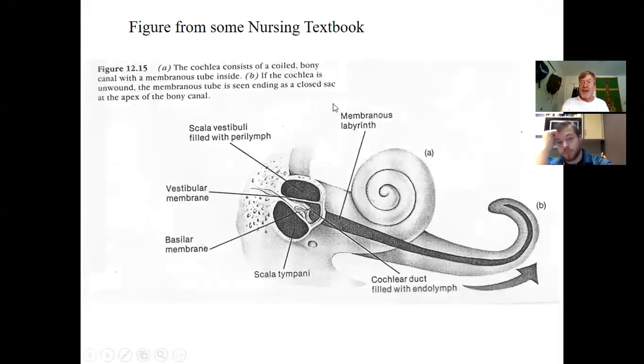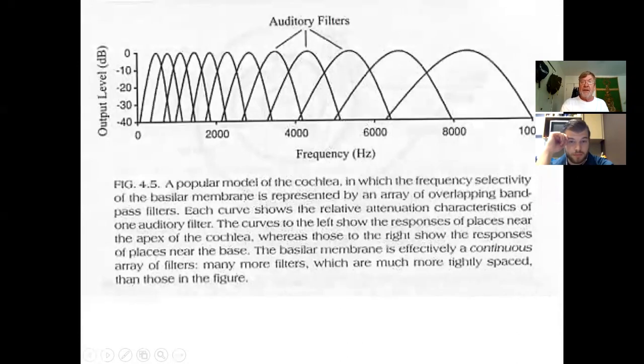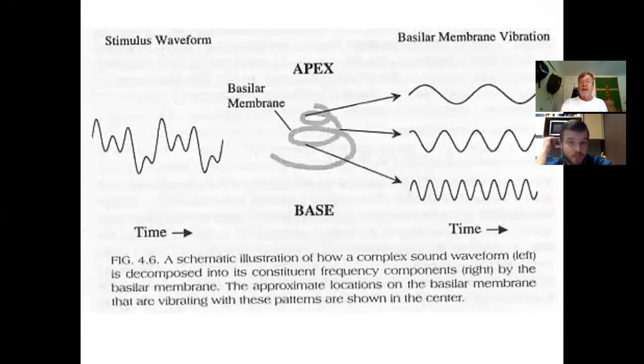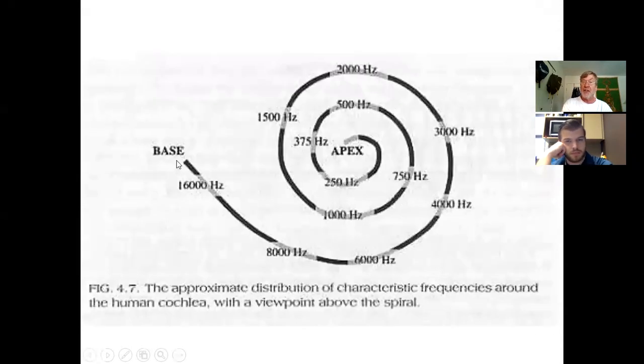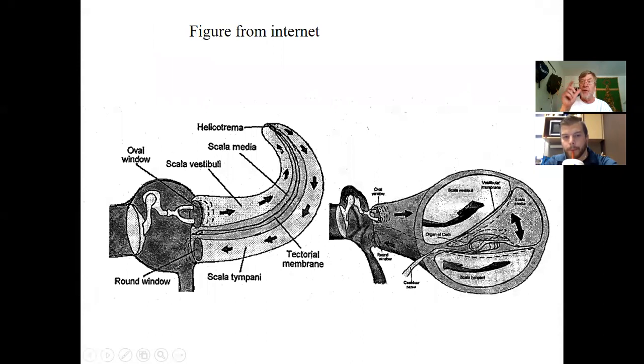Out of a nursing textbook, here's the cochlea unrolled. Okay, boring. Okay, showing you here that high frequencies stimulate the base, low frequencies stimulating the apex of the cochlea, mid frequencies stimulating hair cells along the middle. Once again, the base of the cochlea, the middle of the cochlea, and the apex of the cochlea with the low frequencies. Showing you once again the vertical and horizontal movement.